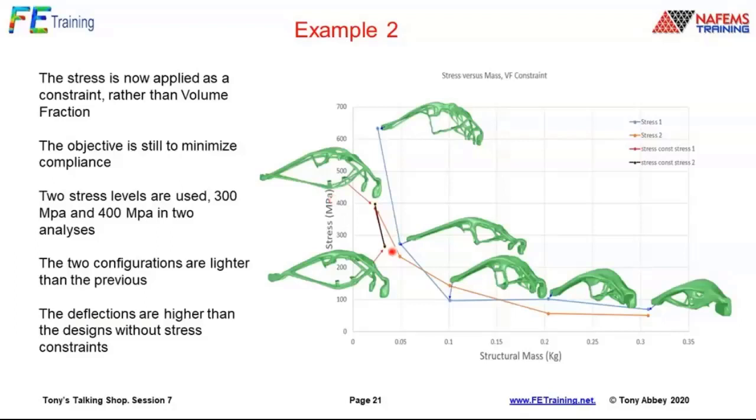So the black line here is showing a run where we've got the stress constraint. One we set at 300 megapascals, one set at 400 megapascals. So what's happening is we actually get a lighter design which is satisfying the stress requirements. These violate the stress requirements. So we've got lightness here, but we've met our stress requirements. Unfortunately, the deflections are much higher, as we'd expect, so we'd have to look carefully at the deflections. At the moment, we can't simultaneously apply deflection constraints and stress constraints, but when we can start to do that, then we can get to more viable designs more quickly.